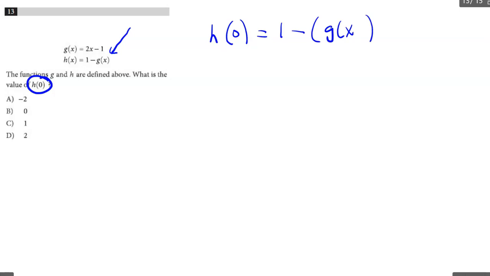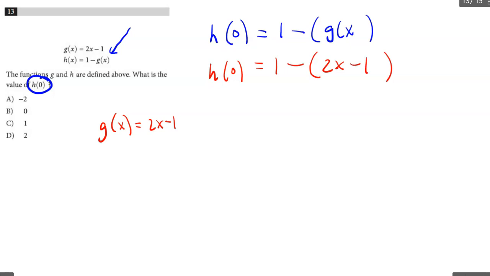So let's do a little bit of work over here to the side. So to find g of x, they tell me that that's 2x minus 1. So up here, I'm just going to substitute that in. H of 0 equals 1 minus, and instead of g of x, I'm just going to write in 2x minus 1. Now I got to be really careful here. I think like the whole key to this problem is handling this little portion right here. Whenever you see a negative in front of a parentheses, you want to distribute. So that's negative 2x plus 1.